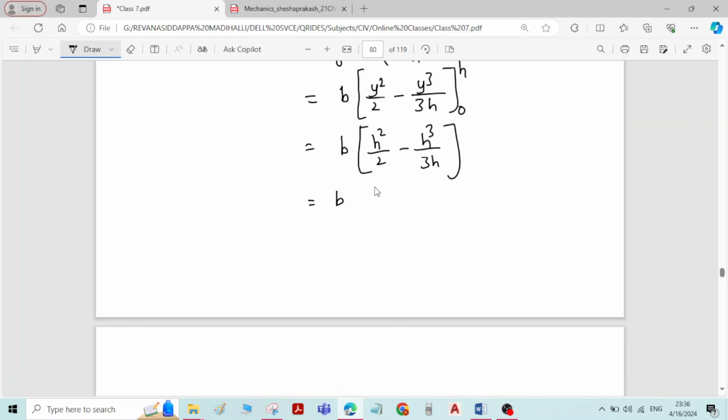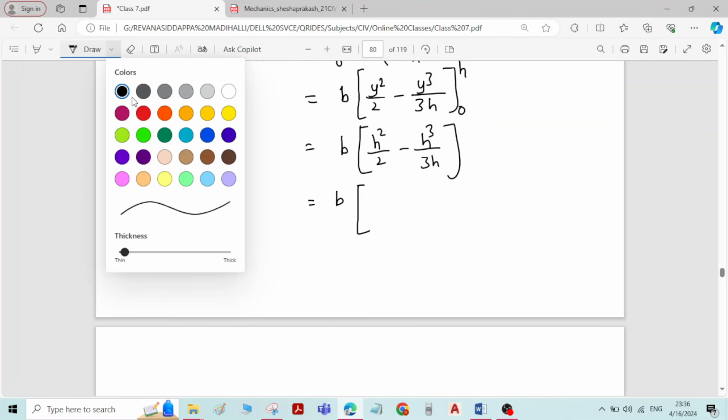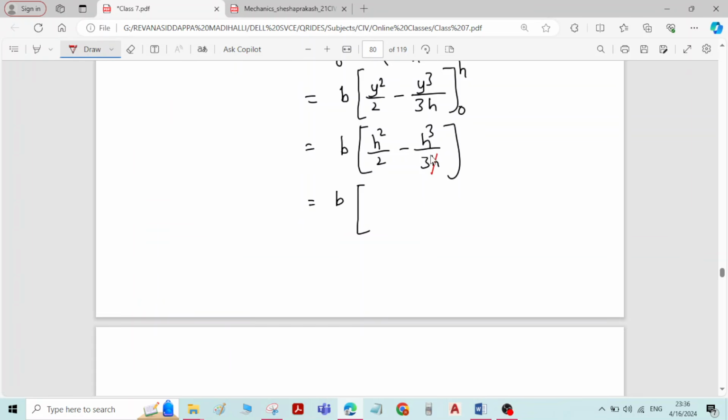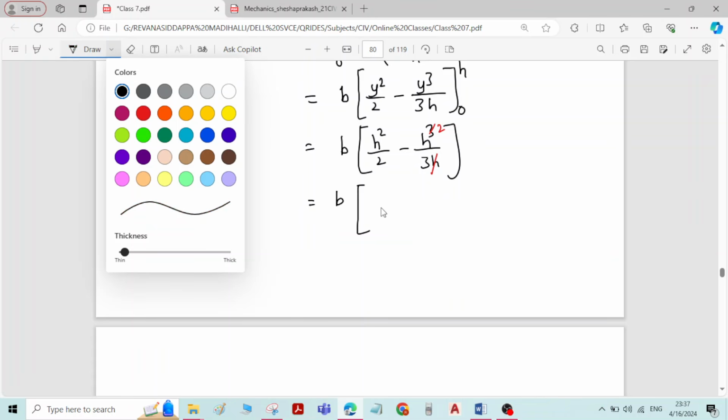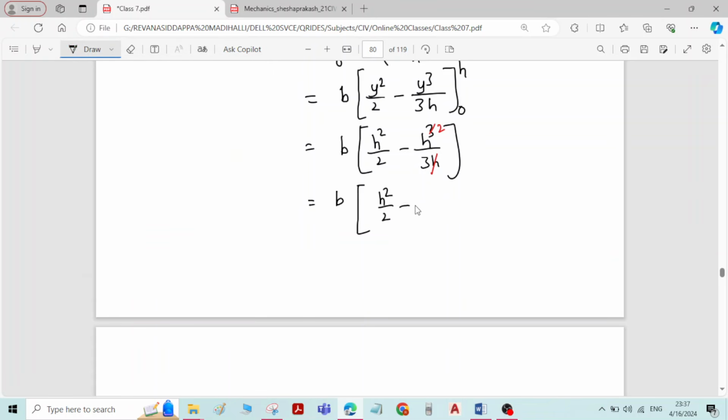So b into, see this h cube, in the denominator we have h, so this h cube becomes h square if you cancel. Therefore it is h square by 2 minus h square by 3. Further you simplify this, b into LCM is 6. Therefore here 3h square minus, 3 into 2 is 6, it will be 2h square. Finally 3h square minus 2h square is h square. Therefore it is bh square by 6.